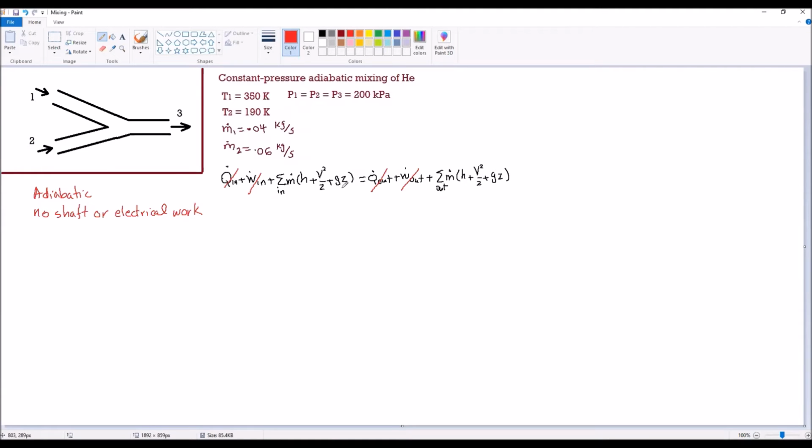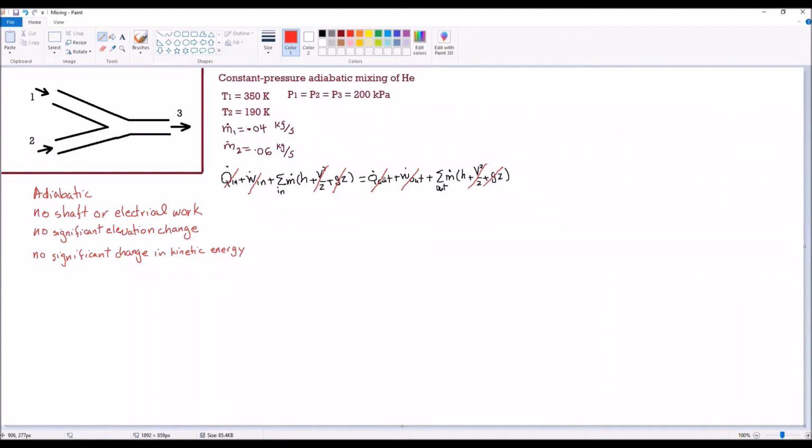Then the next term we should look at is the potential energy term. We can scratch potential energy terms because the change in elevation between inlet and outlet is quite insignificant. No significant elevation change. The next term is the kinetic energy, V squared over 2. Because the diameters are not given, they can be assumed to be the same, and the change in kinetic energy can be considered insignificant between inlet and outlet. So no significant change in kinetic energy.